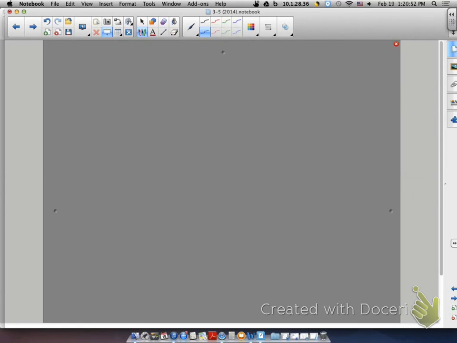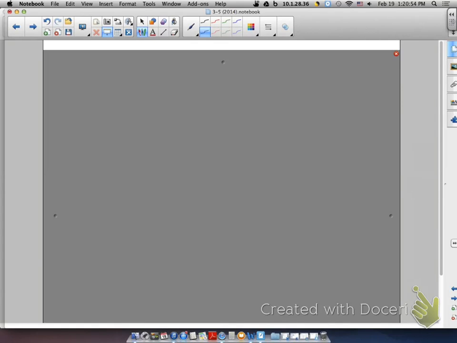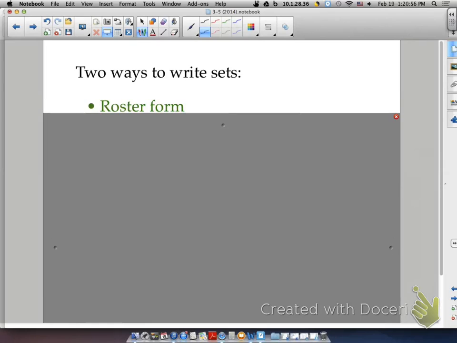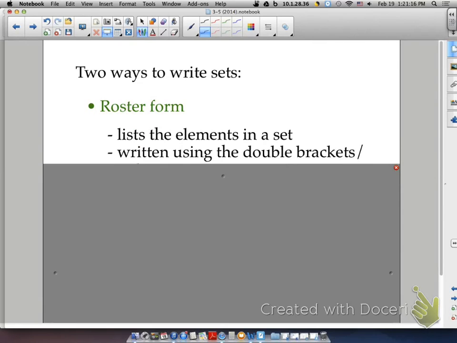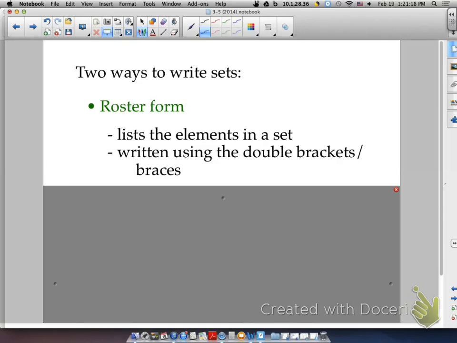Now, there are two ways to write sets, right? The roster form is the most commonly used form, and that's the form that you saw on the previous page, where you have the double brackets, also known as braces, and you have the numbers or the elements listed inside the braces. Right? So it lists the elements in a set and is written using braces.